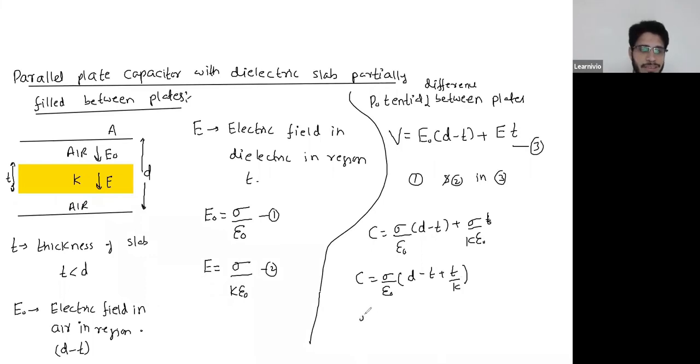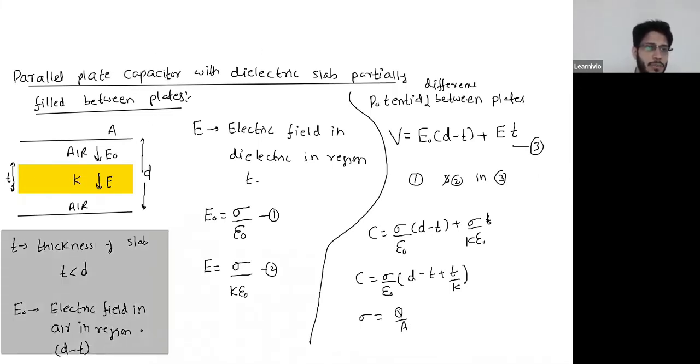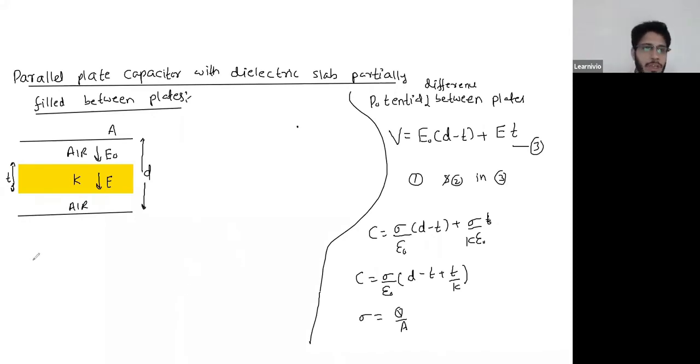In the next step, you can write this sigma as the ratio of charge and area. This is what we have done in the last two calculations. Substitute sigma as charge upon area. If I substitute sigma to be charge upon area, then this comes out to be Q by A epsilon naught times D minus T plus T by K. This is potential difference.